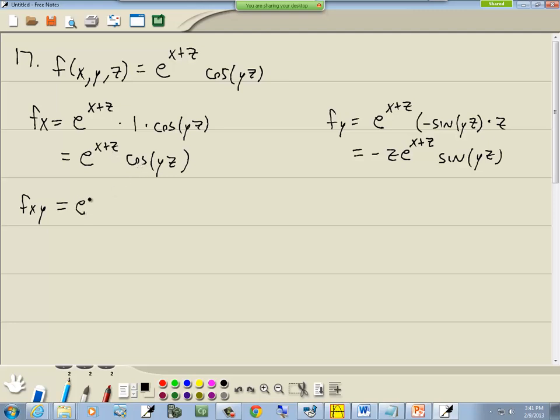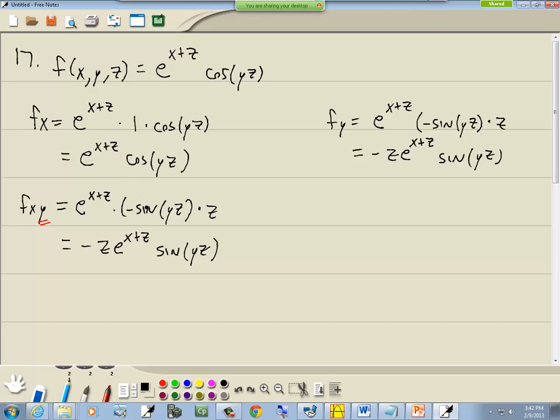So we're going to have e to the x plus z times negative sine yz times, and again, derivative of cosine is negative sine of whatever's inside the parentheses times the derivative of what's inside the parentheses. But we're doing it with respect to y. So the z is just like a constant. The derivative of y is 1, so that drops away, and we just got z. So that gives us negative z e to the x plus z sine of yz.